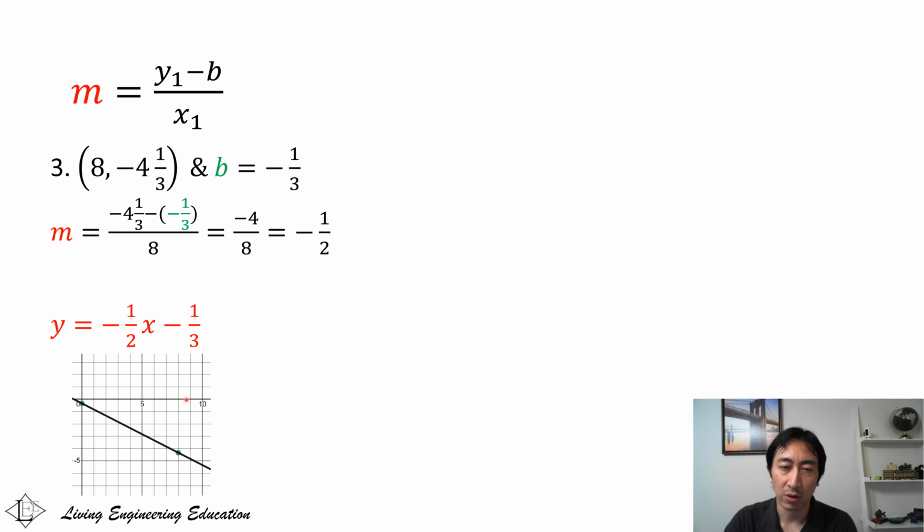Okay, so look at my graph. There's my graphed line of what I think my solution is. There's the point 8, negative 4 1/3, and then I can see that it intersects with my y-intercept of negative 1/3. So it's easy to check with a graphing calculator or an online graphing calculator.